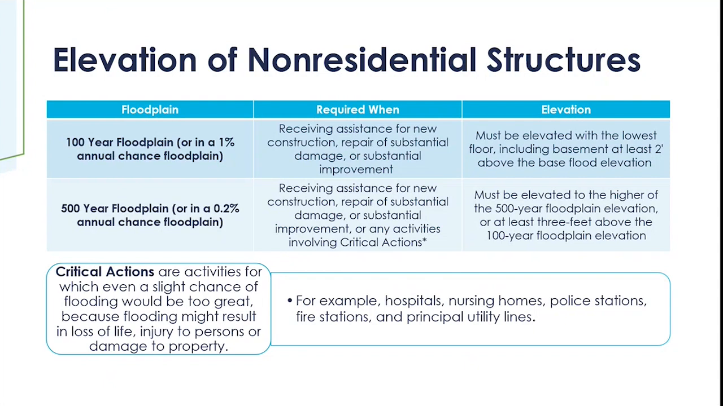And then the 500-year floodplain. It's required for the same as the 100-year floodplain, but it also includes any activity that involves critical actions. Some examples of critical actions are a hospital, a nursing home, a police station, fire station, utility lines. To give some context, a critical action is when, if there was even a slight chance of flooding, the impact would be so great that it would result in the loss of life, injury to persons, or damage to property. So with hospitals and nursing homes, it would just be too great a risk if there was any chance of flooding. The requirement for the 500-year floodplain is that the structure must be elevated to the higher of the 500-year floodplain elevation, or at least 3 feet above the 100-year floodplain elevation.